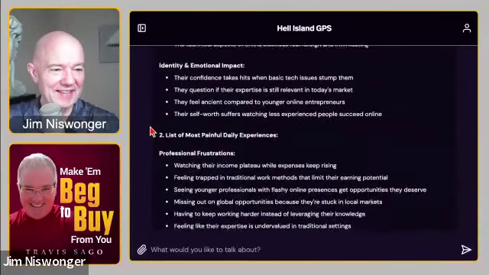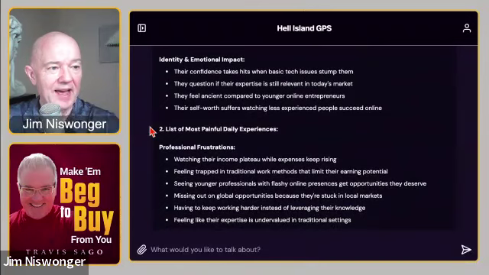Absolutely. All right, then identity and emotional impact. A lot of identity issues around confidence, relevancy, feeling old, self-worth issues. Been there with all of that myself.